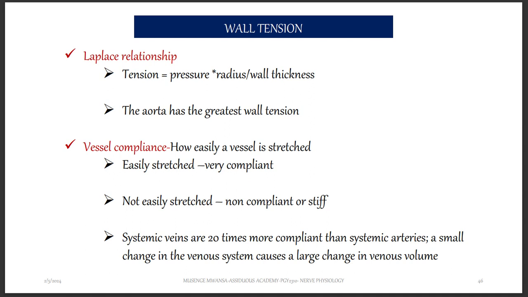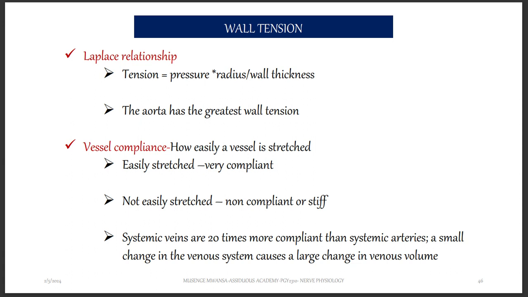Another thing that you need to understand is the tension in the walls of the blood vessels. According to the Laplace relationship, tension is pressure multiplied by radius divided by the wall thickness. So the aorta is going to have the greatest wall tension. There's going to be a lot of tension as blood moves.